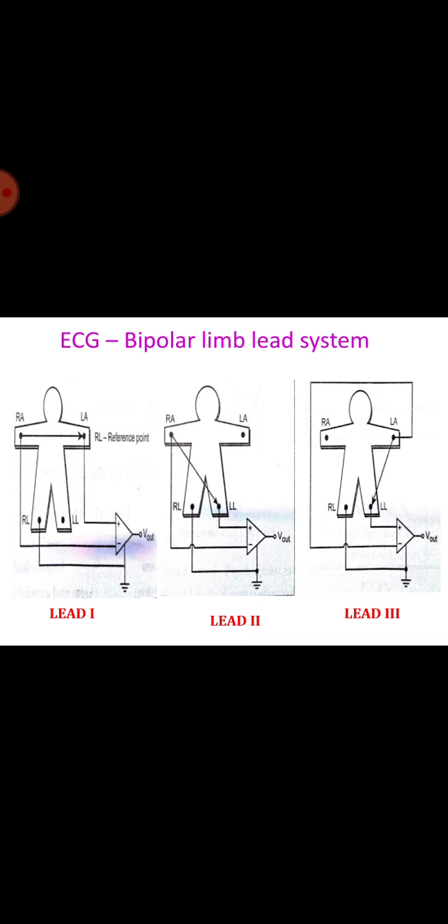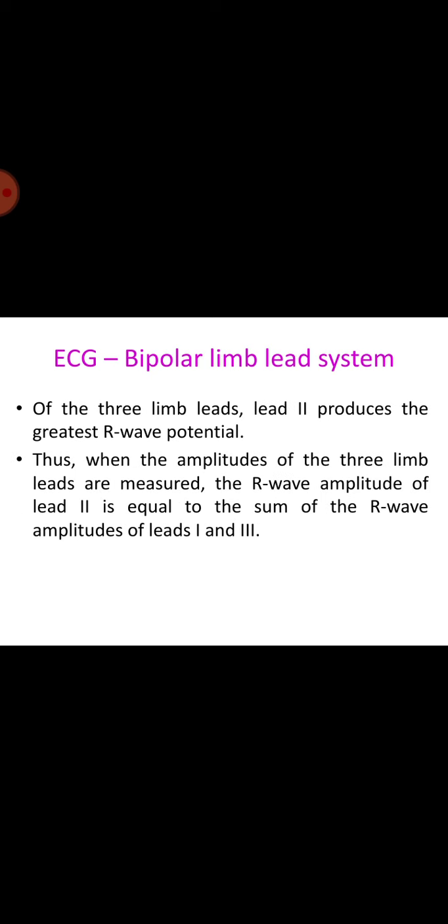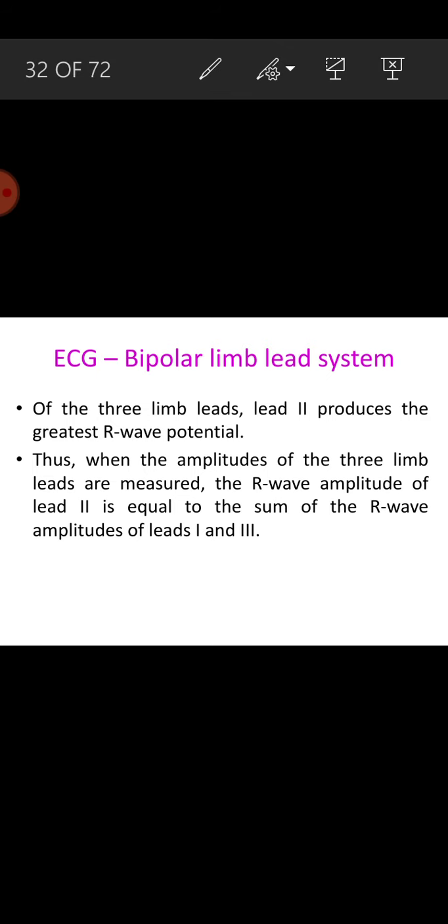In these three basic limb leads, Einthoven postulated that at any instant of the cardiac cycle, the frontal plane representation of the electrical axis of the heart is a two-dimensional vector. Then the ECG measured from any one of the three basic limb leads is a time-variant single-dimensional vector. Of the three limb leads, lead 2 produces the greatest R wave potential, and the R wave amplitude of lead 2 is equal to the sum of the R wave amplitudes of lead 1 and 3.